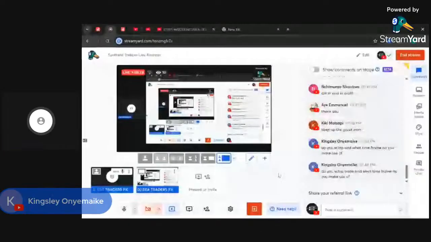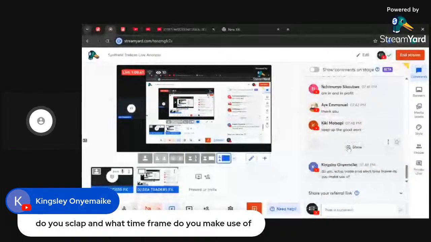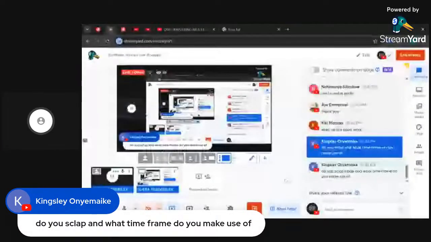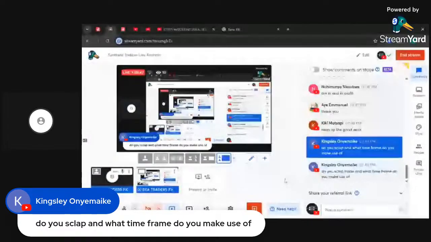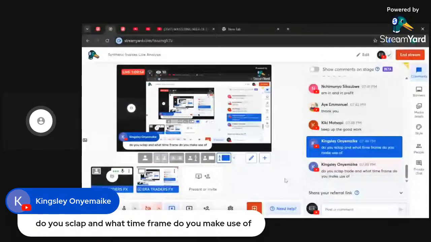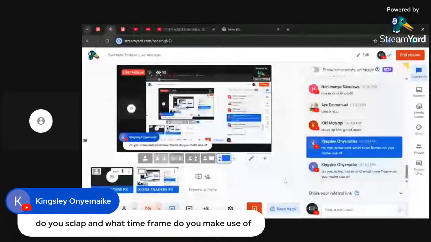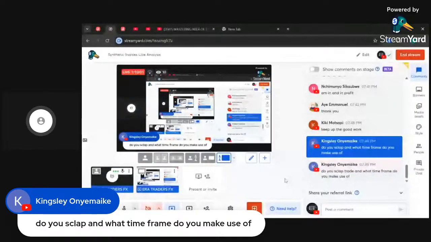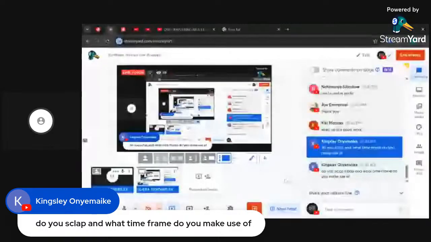Do you scalp, or what time frame do you make use of? Okay, for analysis, for looking for setup, I don't go below the 1 hour time frame. So 1 hour and above is where I look for setup. But if I'm doing a top-down analysis, I start from my daily time frame and my monthly time frame, or maybe if I don't see anything on monthly, I go to weekly, from weekly to 4 hour, from 4 hour, then down. So yeah, that's that. But I don't go below 1 hour for my setup.